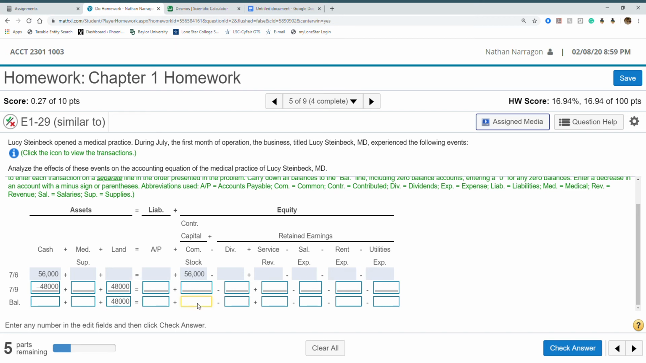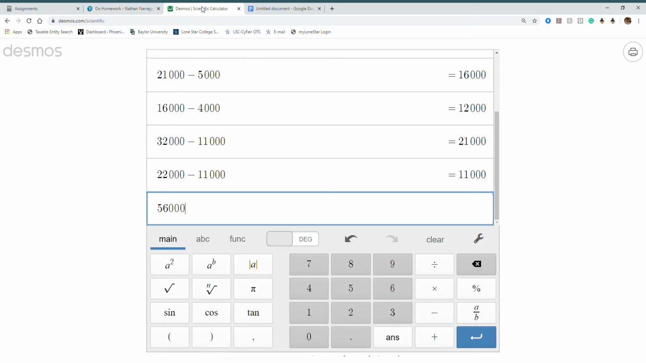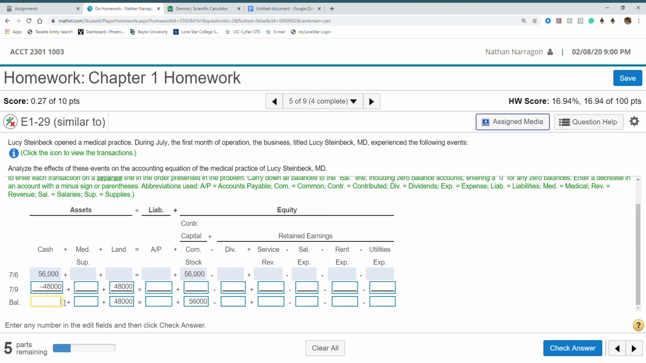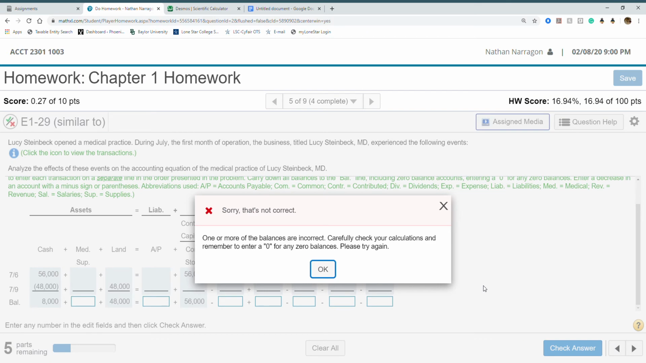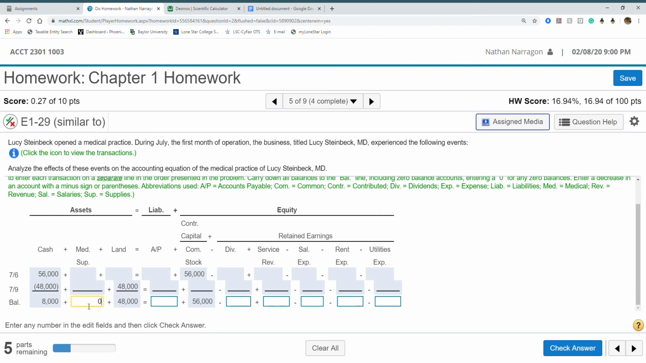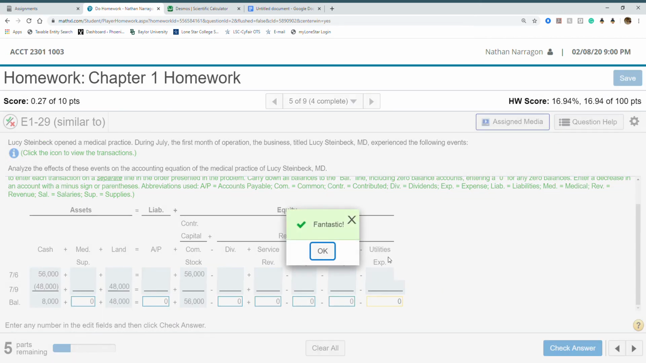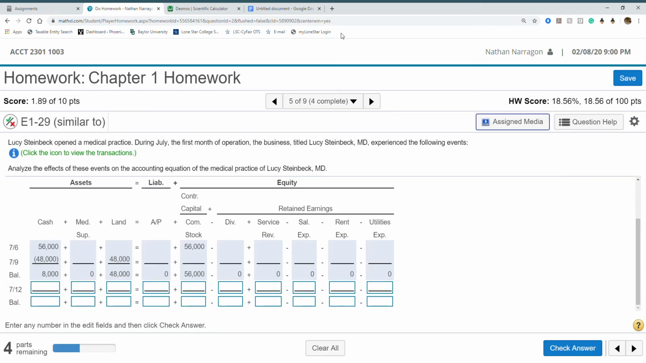Boom. We have 56,000 in stock. And again, our job is to stay in balance. So, how much cash do we have left? We take 56 minus 48. We are left with $8,000. Oh, I feel like we're going to need a loan soon. Right. Oh, okay. So they want zeros for the rest. Okay. 0, 0, 0. There we go. Check answer. Fantastic. We can move on to 712.